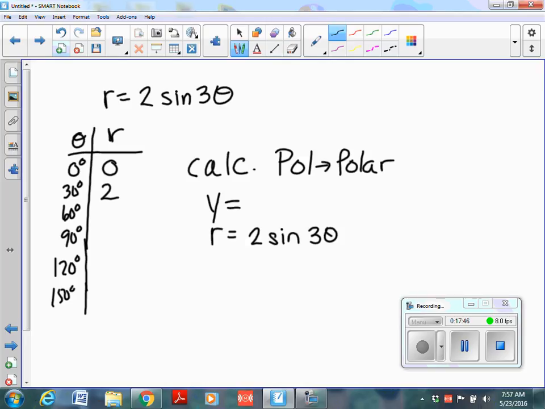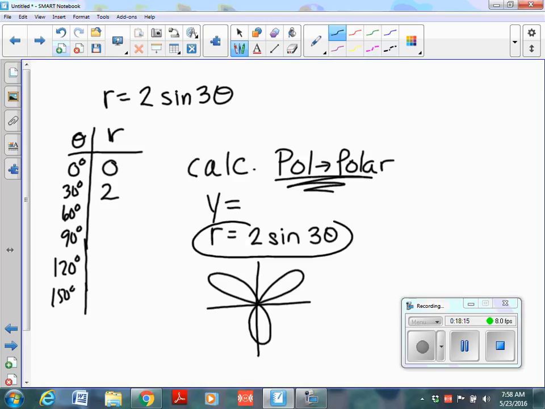Now I'm going to hit graph. It's very small, but if you want to blow it up, you can just go to zoom, and I'm going to put zoom fit to see what it looks like. And this is what it looks like. So you're going to be using your calculator. You're going to put it into polar form, and you're going to work with r equals 2 sine of 3 theta. Remember, if you use sine or cosine, you need to work in radians.